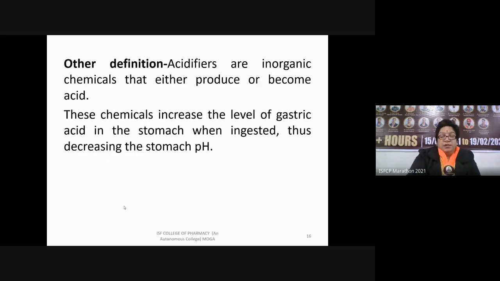So, there is one other definition for acidifiers. What are acidifiers? They are inorganic chemicals that either produce acid or they become acid on their own. I will explain how. These chemicals increase the level of gastric acid in the stomach when ingested, thus decreasing the pH of the stomach.